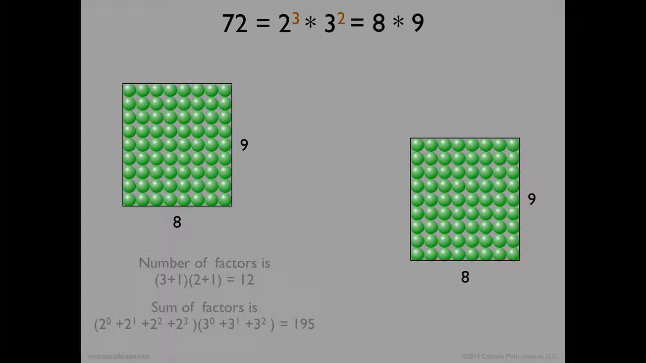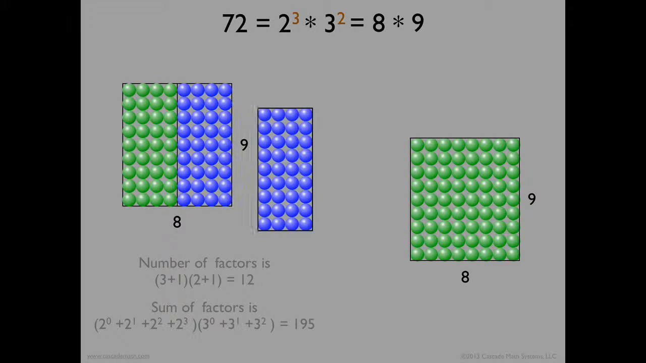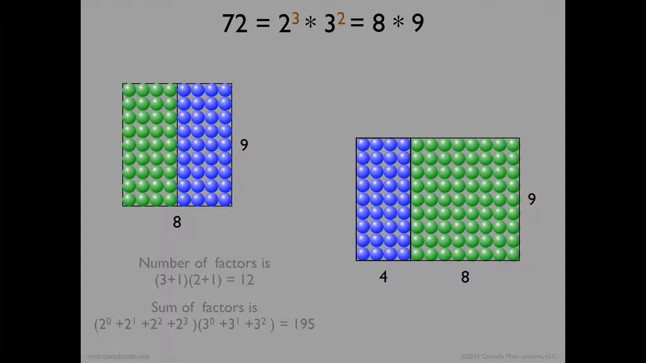Now we can start breaking these up. Powers of 2, we can just start taking halves of each one. So here's 8 divided by 2, which is 4, and 4 times 9, 36, is another factor. So here we have two factors we've shown, and we're on our way to the sum.